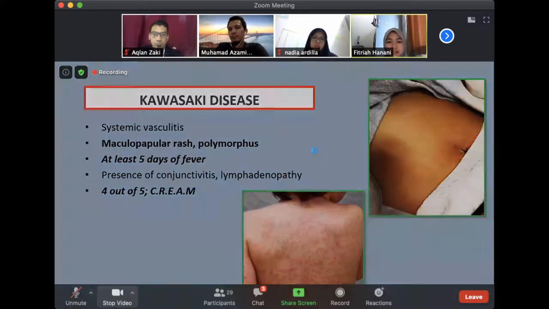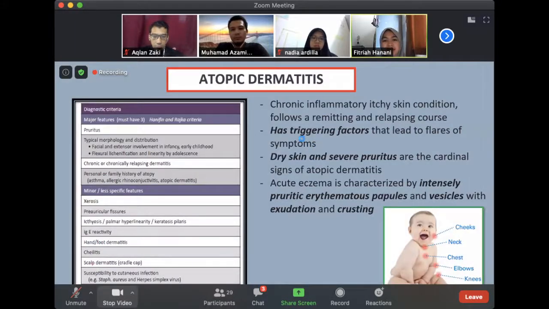Okay. The next one is atopic dermatitis. This is among the common diseases that we can see in childhood. It is basically a chronic inflammatory itchy skin disease, and often the patient may complain that there are triggering factors that lead to a flare of the symptoms. The cardinal signs of the disease are that the patient may have dry skin and also severe pruritus.